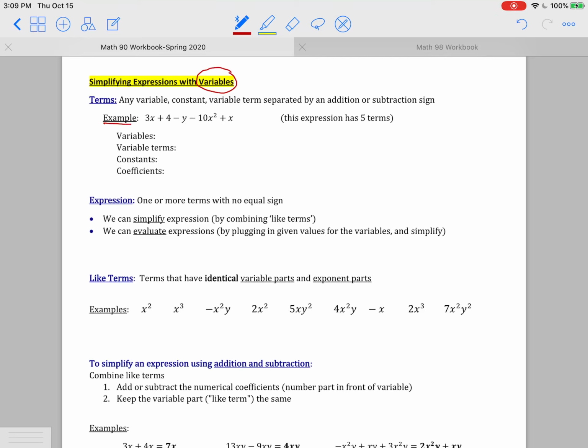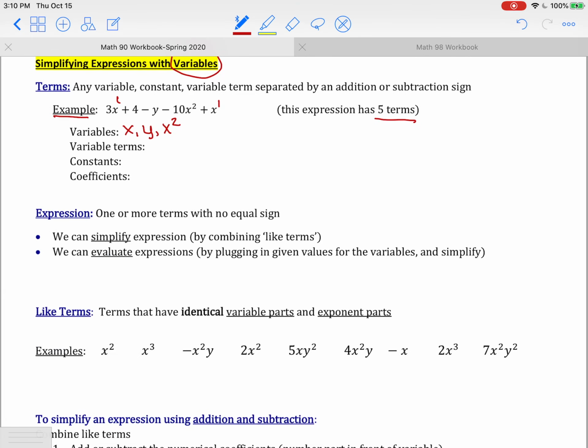Okay, so here's an example. We've got this long expression that has 5 terms in it, right? We have an addition, subtraction, subtraction, addition. We have 4 operations, so we have 5 terms that surround those operations. The variables, well, we've got x's, we've got y's, and we've got x squared, don't we? Those are all the types of variables that we have. I'm including the x squared in there just because it's different than an x. Remember that the x is only to the first power, right? So that's different than an x squared.